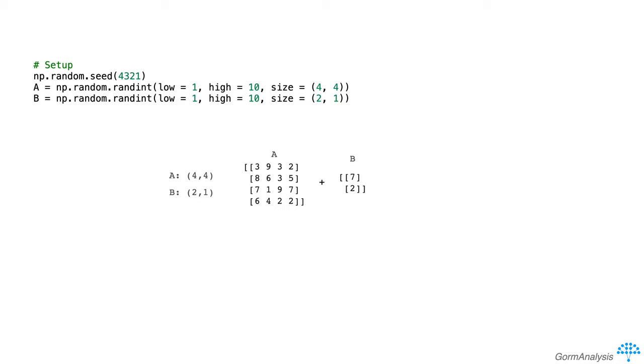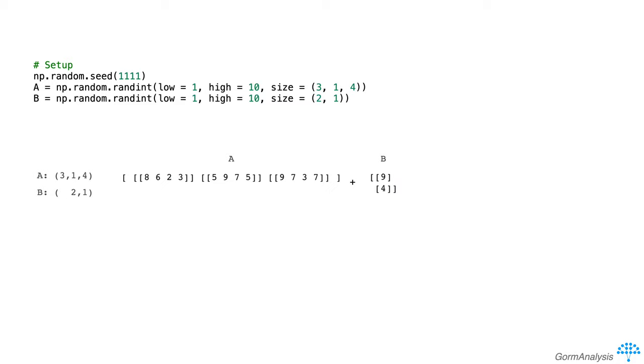Let's see another example. Here, A is a 4x4 array and B is a 2x1 array. The last dimension of A is 4 and the last dimension of B is 1, so these dimensions are compatible. And just like the last example, we can temporarily transform B by making 4 copies of it along its second axis. Now we compare the first dimension of each array. In this case, there isn't an obvious way to expand B into a 4x4 array to match A, or vice versa, so these arrays are not compatible.